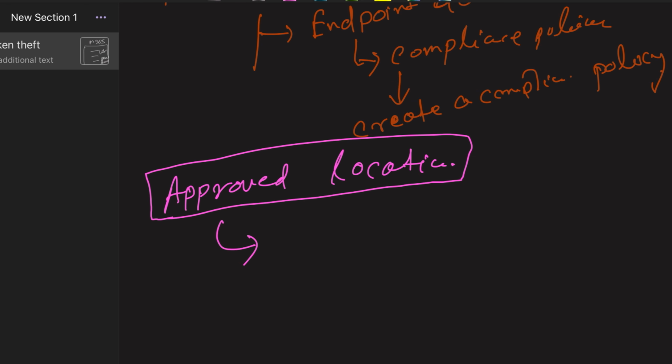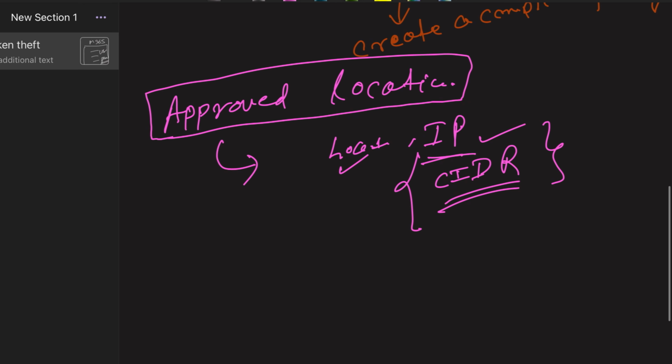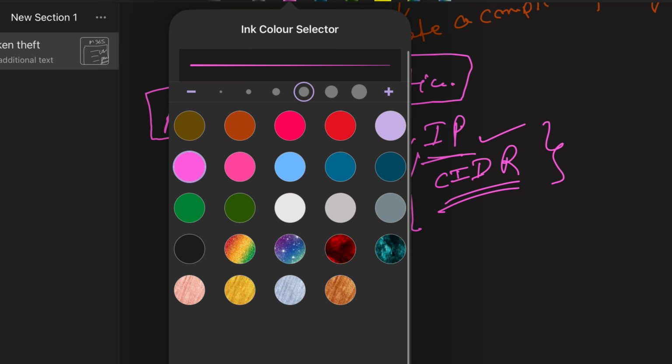So you can create a conditional access policy called approved location, and in that policy you can specify, there are two options, one is location, one is IP. You can choose either of them. Let's say you choose a CIDR range, and only the approved location or approved CIDR range can use that token.